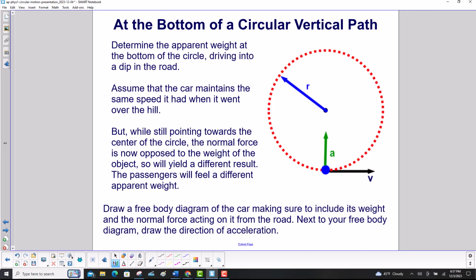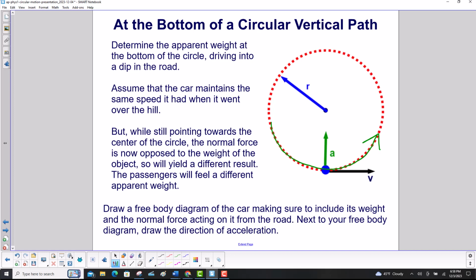Now we'll determine the apparent weight at the bottom of the circle, driving into a dip in the road. So here's a car coming into a dip. Also, roller coasters do this, of course. Assume that the car maintains the same speed it had when it went over the hill. But while still pointing towards the center of the circle, the normal force is now opposed to the weight of the object. So we'll get a different result. The passengers will feel a different apparent weight.